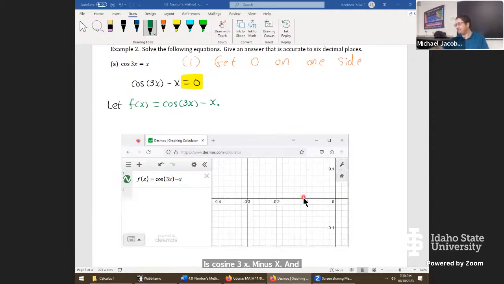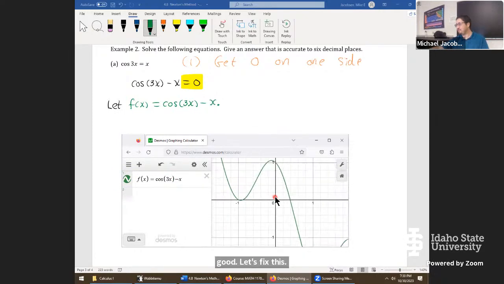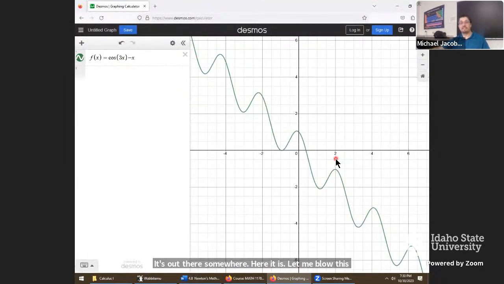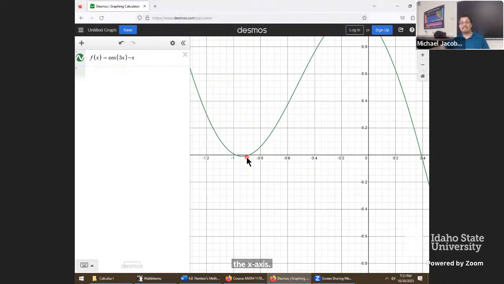And my scale is definitely not good. Let's fix this. It's out there somewhere. Here it is. Let's maybe blow this up. This is a lot going on. So it's a trig function, so we should expect an oscillation, but also negative x is tied in with it. So we have negative x and cosine oscillating at the same time. But we're trying to find where this crosses the x-axis. There's one right here, but there's two more right here.